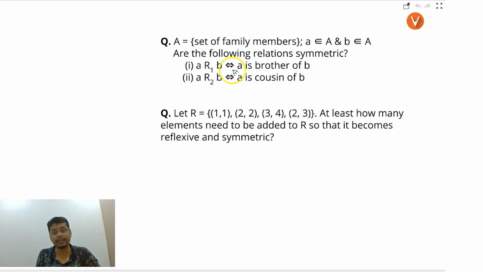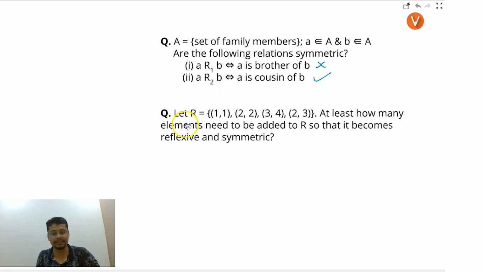A related to B if and only if A is brother of B. Is it symmetric? No, it is not symmetric. Why? If A is brother of B, it is not necessary that B is also brother of A. B may be sister of A, right? All right. In the second relation, A is cousin of B. And is it necessary that B is also cousin of A? Yes, it is necessary, right? So the second relation R2 is symmetric, while the first relation R1 is not.